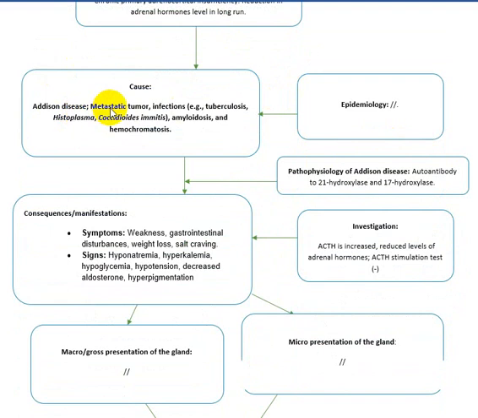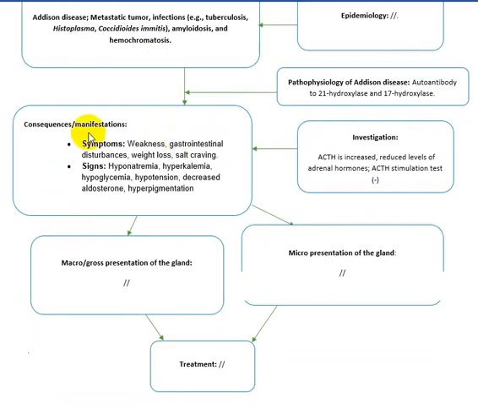Number two, metastatic tumors can infiltrate into the adrenal gland. You also have infections, for example tuberculosis, histoplasmosis, coccidioidomycosis, amyloidosis, and hemochromatosis. Now, consequences and manifestations: you have symptoms and signs. In Addison disease, the main sign is hyponatremia. You need to know the signs of hyponatremia, which include hypotension and cardiac arrhythmias.